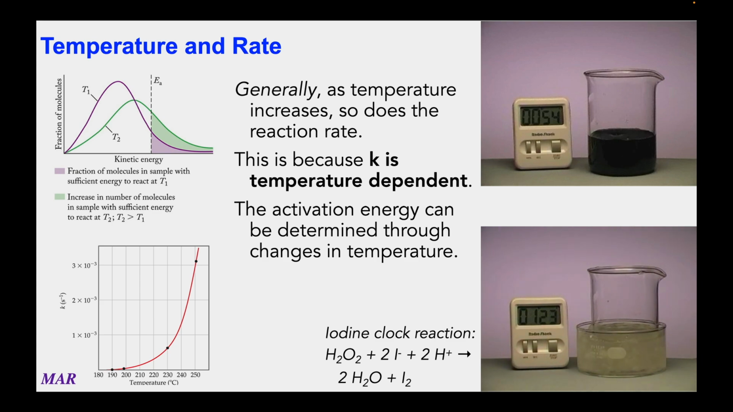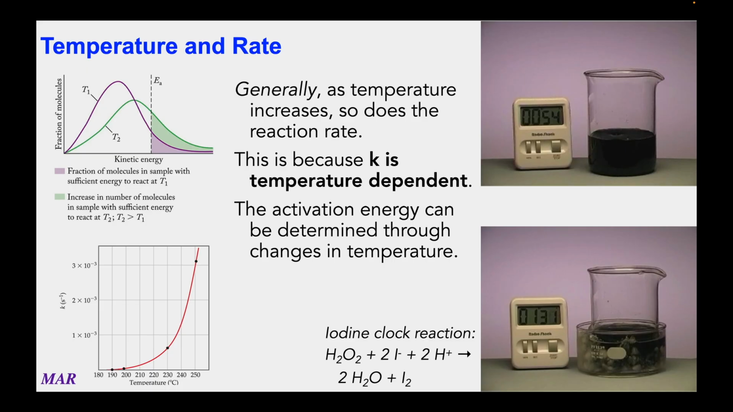Under these conditions, the color change occurs after a longer period of time. So the top reaction, which was room temperature, took about 54 seconds to complete. All right, you can see it went from colorless to kind of this purple color. On the other hand, the bottom reaction, which was in ice, a colder temperature, took longer. It took 1 minute and 31 seconds. So generally speaking, you increase the temperature, you make the reaction go faster.